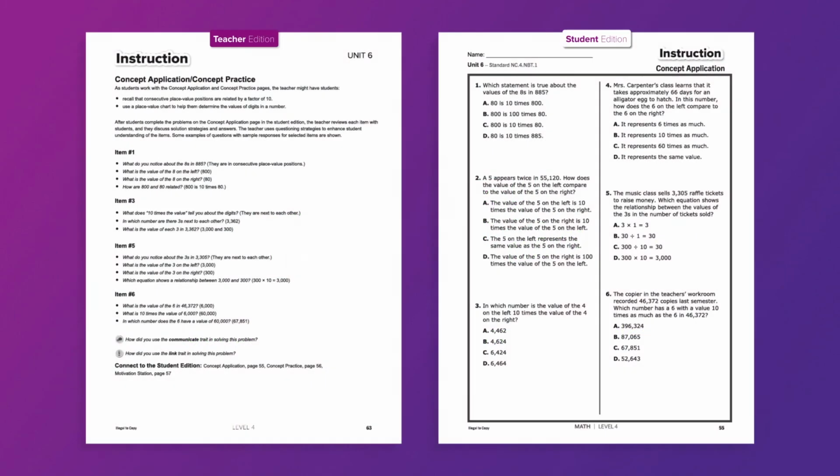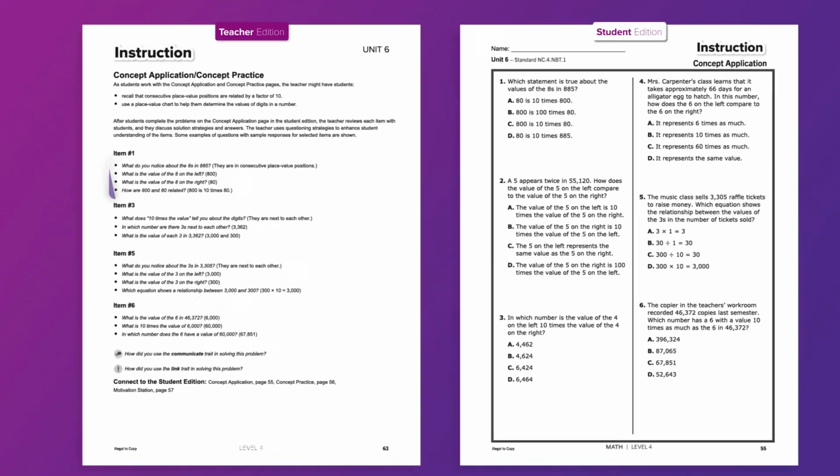The concept application page in the Student Edition is an opportunity for students to apply what they've learned. This can be done as whole group, in pairs, or individually, followed up with discussion. The Teacher Edition equips you with some examples of guiding questions that can be used to review the items in the Student Edition. This gives you the opportunity to model thinking and the process of answering questions successfully, with hopes that modeling will instill those practices in your students.